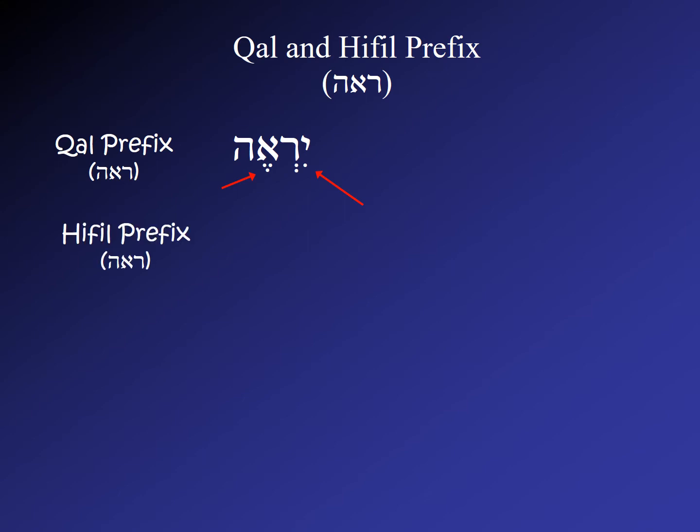And the Hifil prefix of ra'ah is simply yar'eh. So here again, you have the E-class vowel because of the third hey, and the distinction is the prefix vowel, which here is the patach of the Hifil. So Kal prefix yir'eh, Hifil prefix yar'eh. So far, nothing that should trip you up.